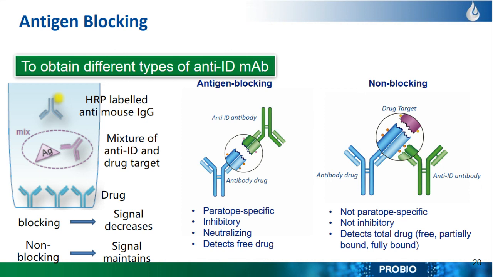In this assay, the drug IgG will be coated on the plate, followed by incubation of anti-ID antibodies and the drug's target antigen. The goal is to determine whether the anti-ID is able to inhibit the association of the drug and its target antigen.